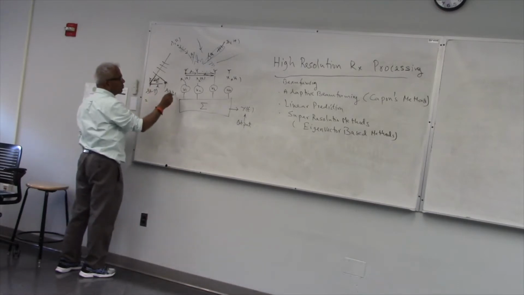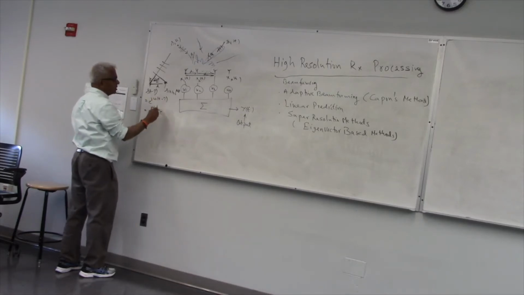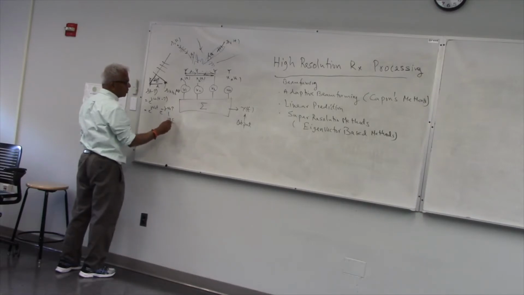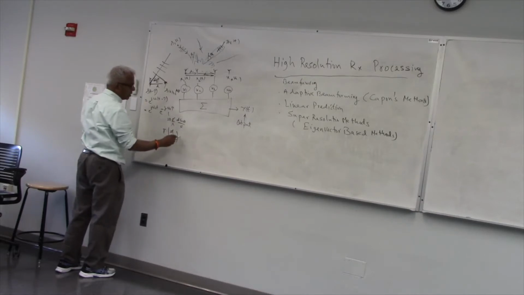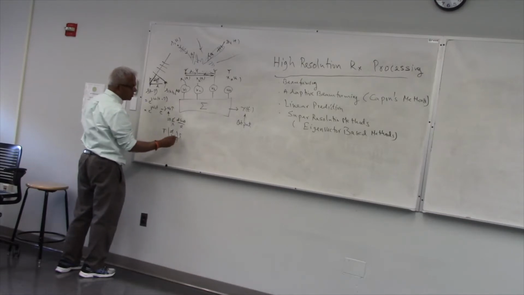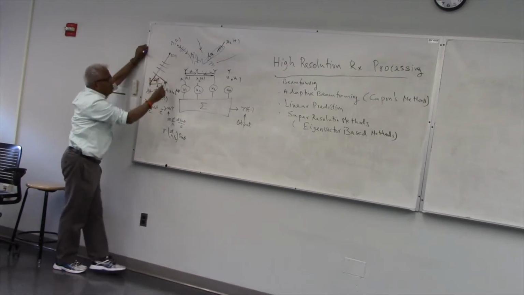So if s of t happens to be narrowband, e raised to j omega naught t, this will turn out to be e raised to j omega naught (t minus tau). We went through this. So this is e raised to j omega naught t, e raised to minus j omega naught tau, right? So omega naught is 2 pi f. f is what? c over lambda. And tau is d sine theta over c. So c cancels. And if you write the d over lambda, which is d over lambda by 2, then you can see this additional phase difference, if you normalize with respect to lambda by 2, is just pi sine theta.